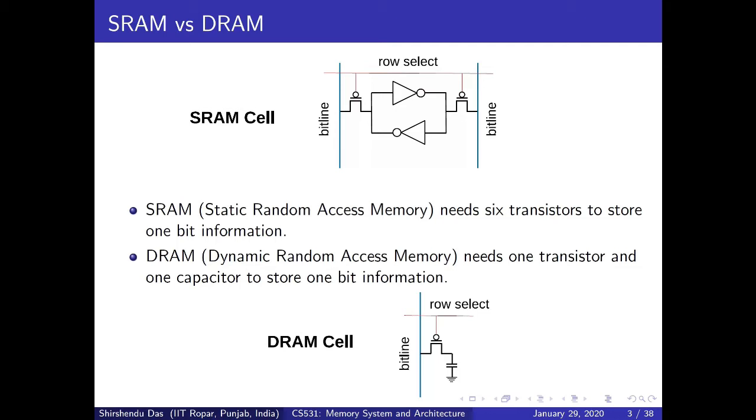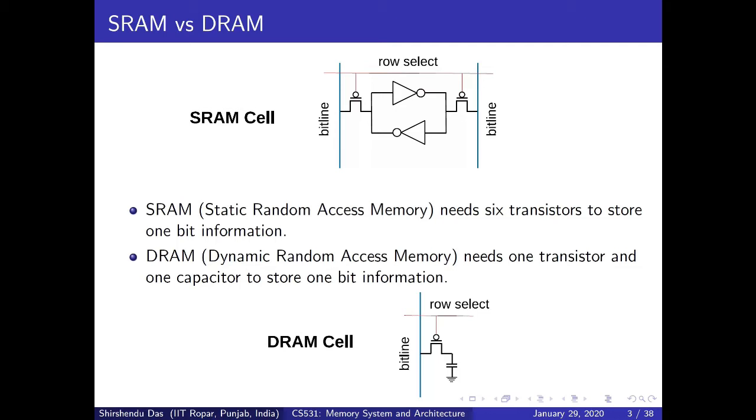But SRAM is faster. We all know SRAM is faster than DRAM. DRAM cells are slower than SRAM cells, and that is the reason we normally use SRAM to design faster memories like cache memories, and DRAM cells are mostly used to design comparatively slower memories like main memory.